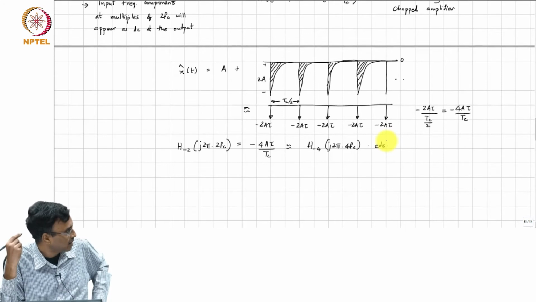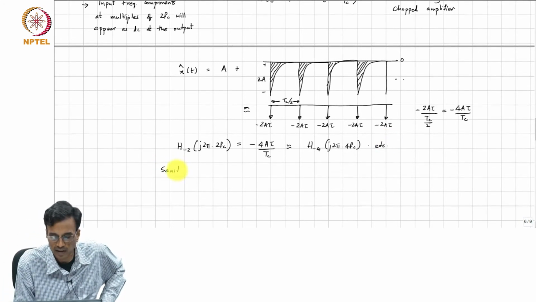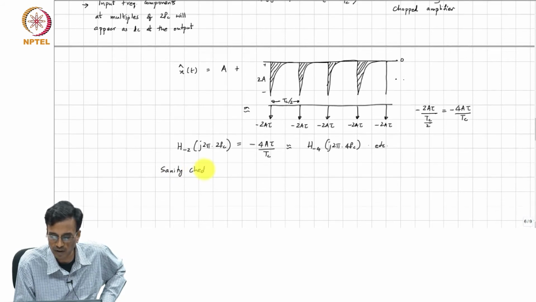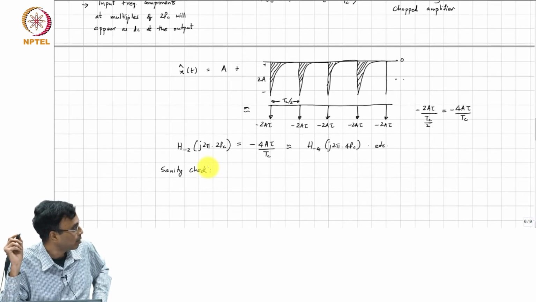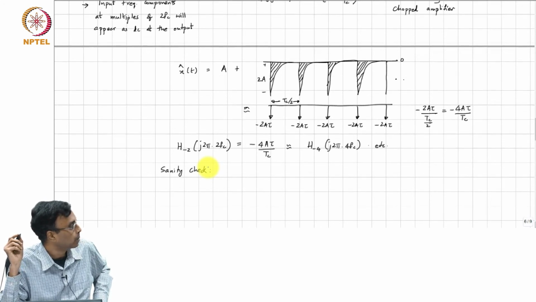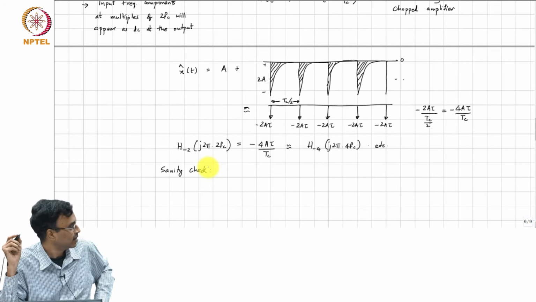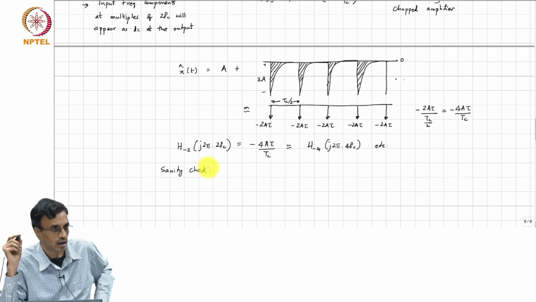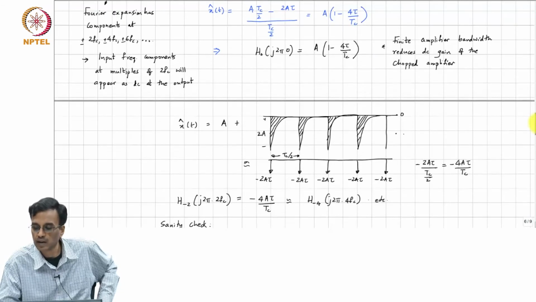Right. And what is the sanity check? DC we can check. Of course, for DC we already know, right. But what comment can we make about h minus 2 of j 2 pi 2 fc? Is there a sanity check we can do for that? We can vary the tau. As tau becomes 0, what do you expect? It has to be 0, sir.